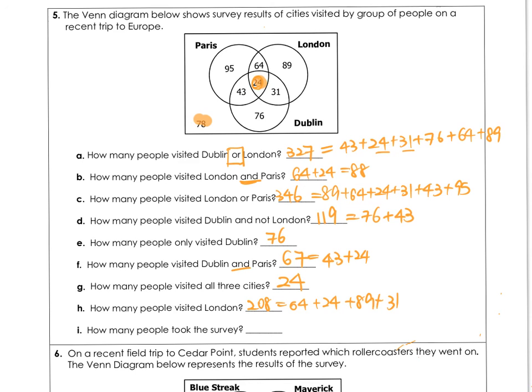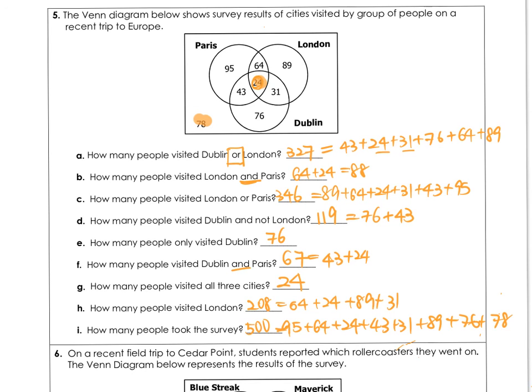Finally, how many people took the survey? So now you have to add all the numbers together. 64, 24, 43, 31, 89. What's the next? 76, 78. So you add all of them up together. That's a 95. You have 500.